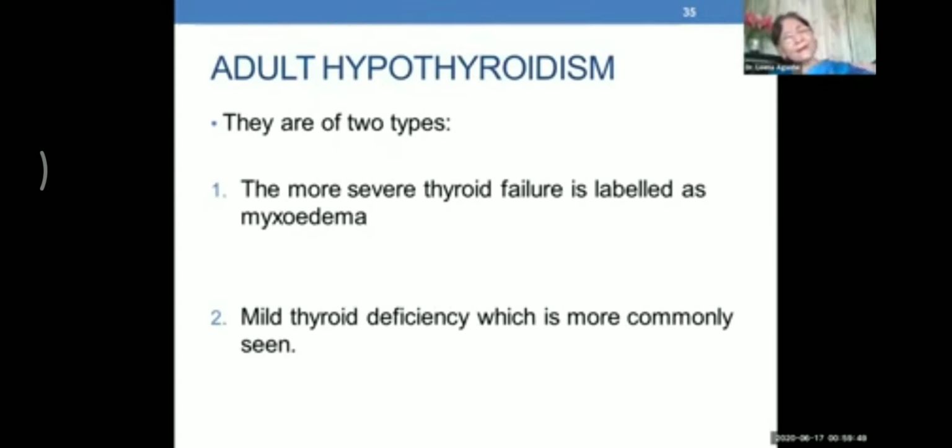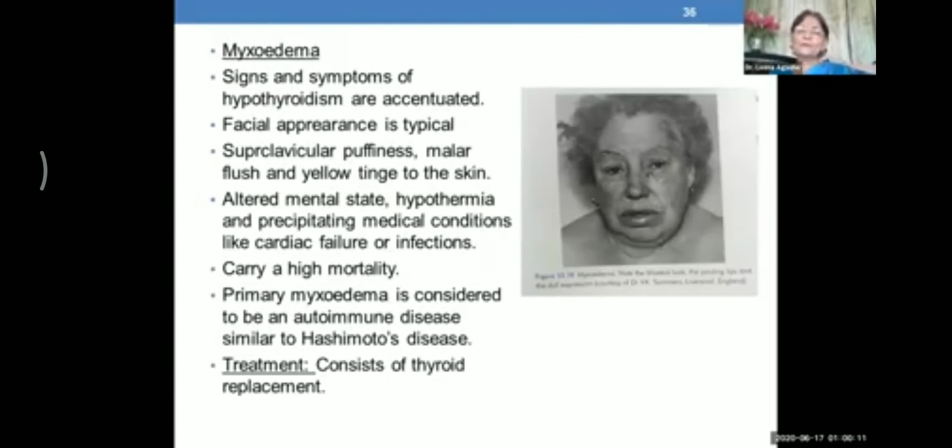The second variety, which is very commonly seen, is adult hypothyroidism. There are two types. The more severe thyroid failure is labeled as myxedema. Second is mild thyroid deficiency, which is more commonly seen in clinical practice. See, this is a photograph of a woman who is a case of myxedema. From her facial expression, you can very easily diagnose that it is a case of myxedema.